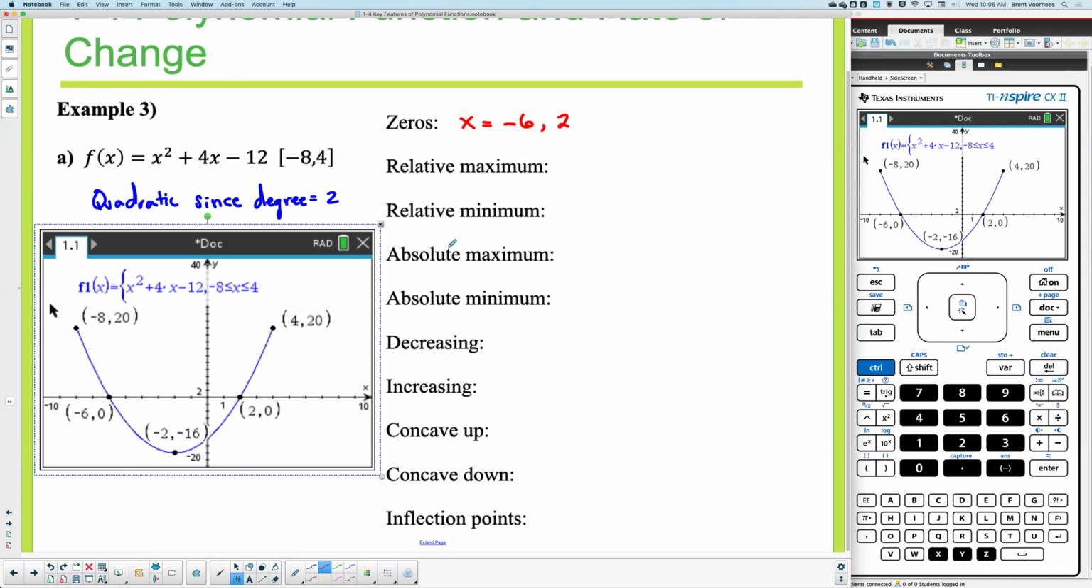Now, as it concerns maximums, if it says absolute, that means it's the highest point on the graph. If it says relative, that means it's the highest point in an area. I have these 2 maximums. Are these the highest points of the entire graph, or are they just the highest points in the area? So the graph goes higher somewhere else? Or is this the highest point the graph ever gets? That's right. 20 is the highest it ever gets. So those are going to be both absolute maximums.